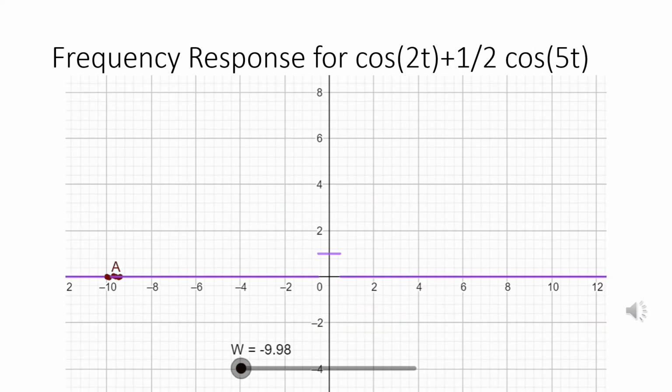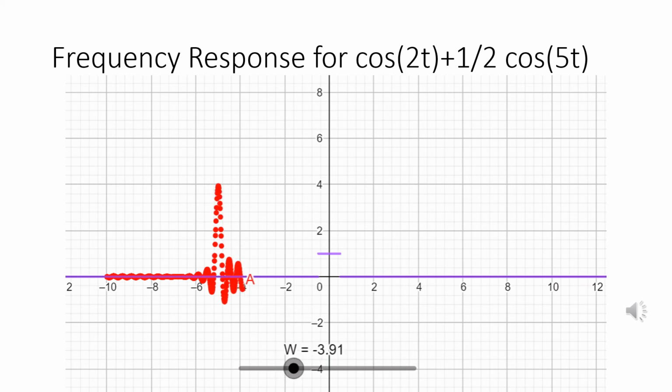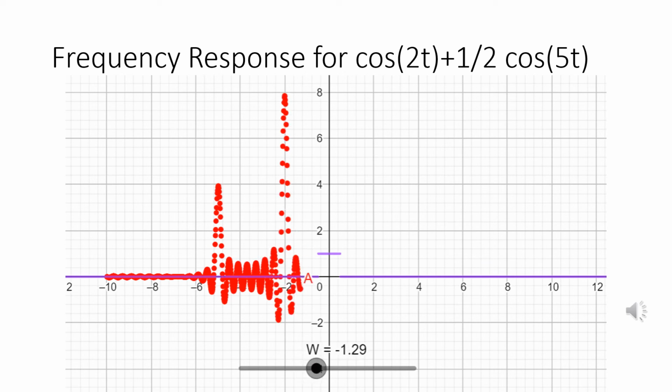The frequency response for the cos 2t plus 1/2 cos 4t signal indicates the peak response is at frequencies of 2 radians per second and 4 radians per second, with an amplitude of half.